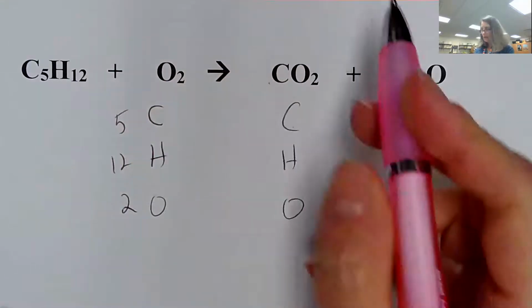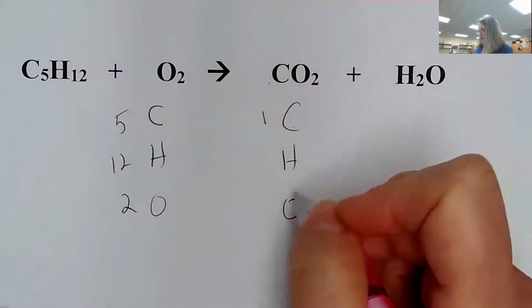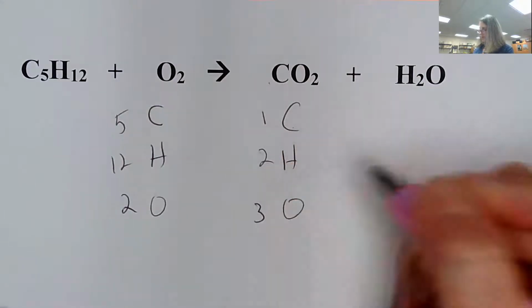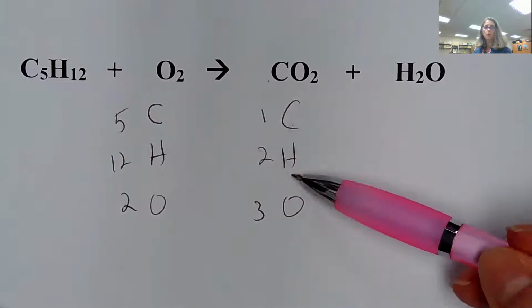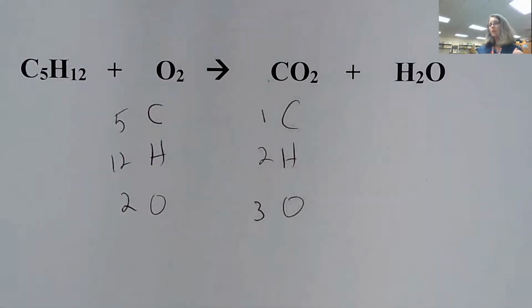Over here on the right, I just have 1 carbon. I have a total of 2 hydrogens and 3 oxygens. So if you actually go 1, 2, 3, you will easily remember that oxygen is the last thing to balance. Now, why is oxygen the last thing to balance?